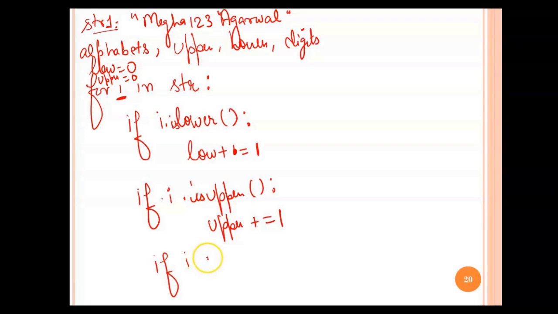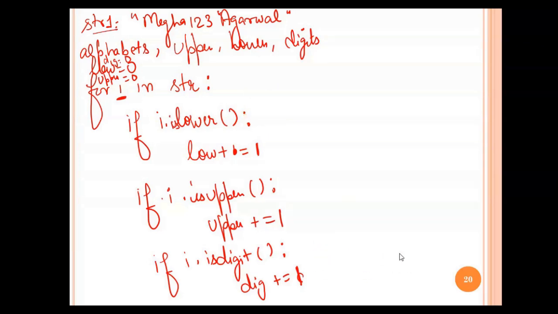If i.isdigit, so isdigit is going to check for digit. You can write dig plus is equal to 1. So here also you will take dig is equal to 0. And the final one is for alphabet. Alphabet is letter. Okay, so we can check for letter and we can display all the 4.